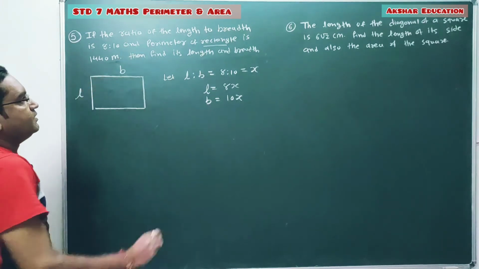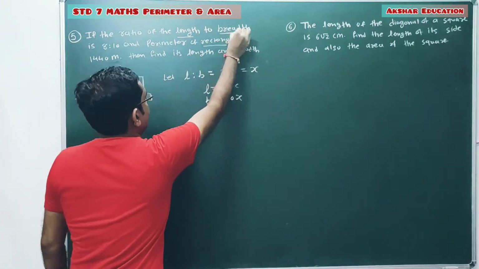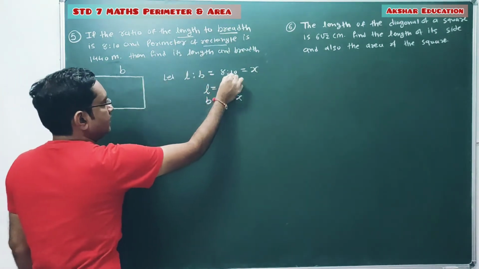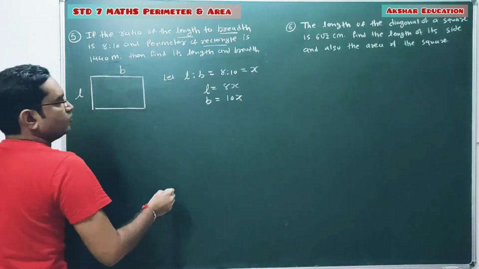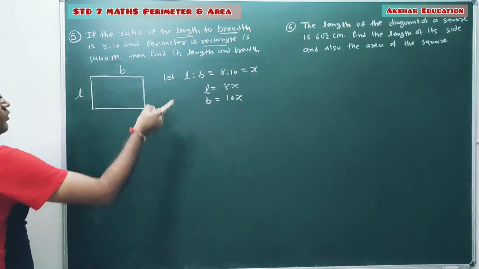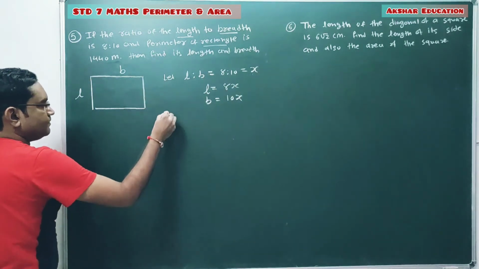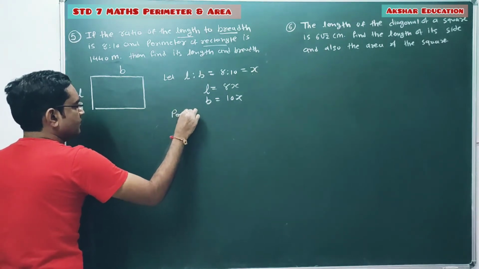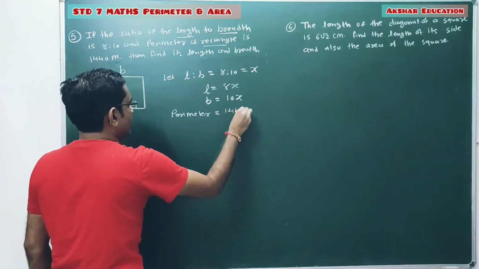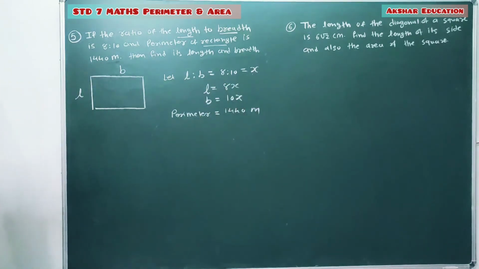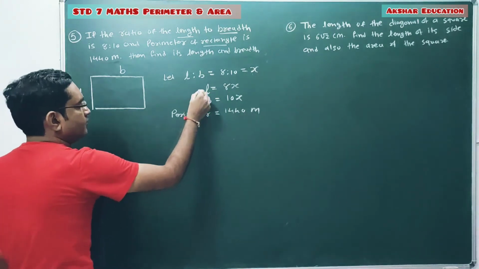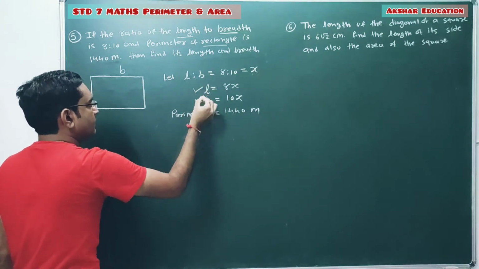So the ratio of length to breadth, where length is L and breadth is B, is 8:10, equal to x as we assumed. So we are getting the value of length as 8x and breadth as 10x. Also we are given the perimeter of the rectangle, which is 1440 meter. So find the value of length and breadth. Now it is very simple, it is very easy for us when we have the values of length and breadth.